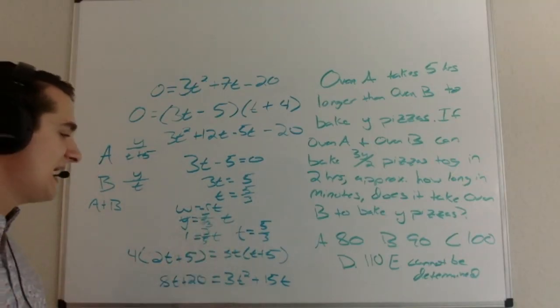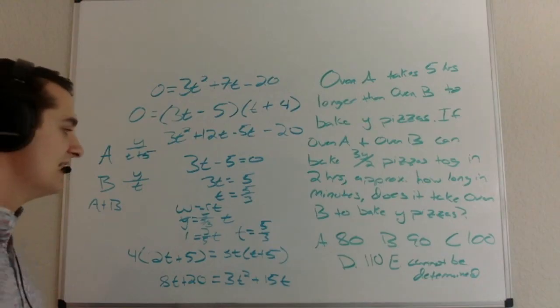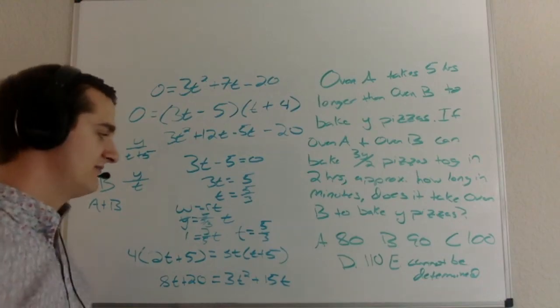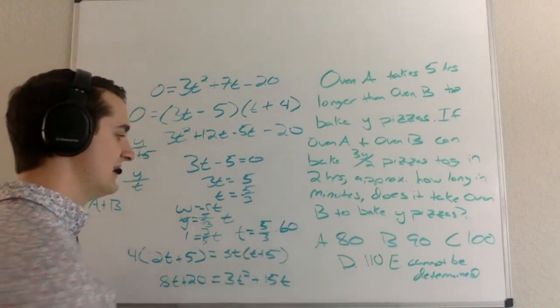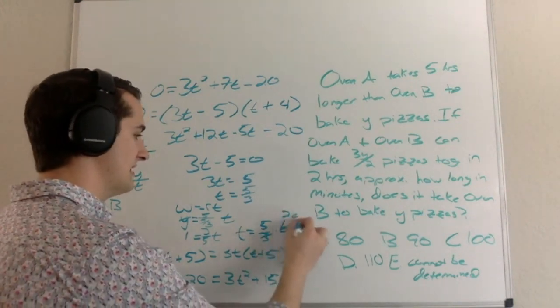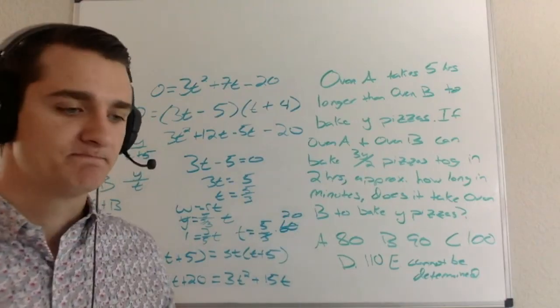And if my time is equal to 5/3, then I can say that 5/3 of 60 minutes, right? I'm going to multiply that by 60 just to get my time into minutes. And that's going to be 20 times 5. It's going to be 100, which is C.